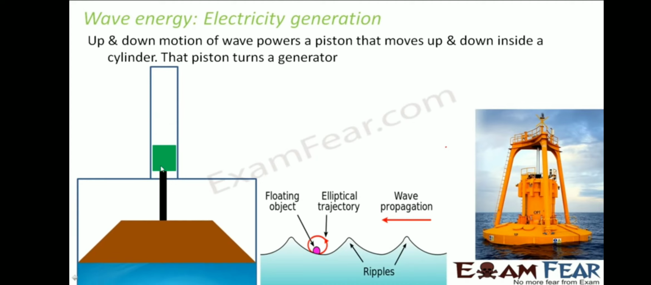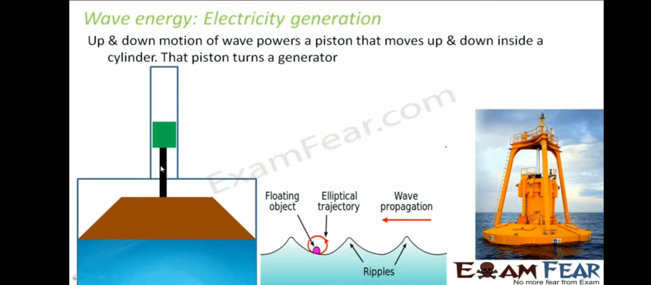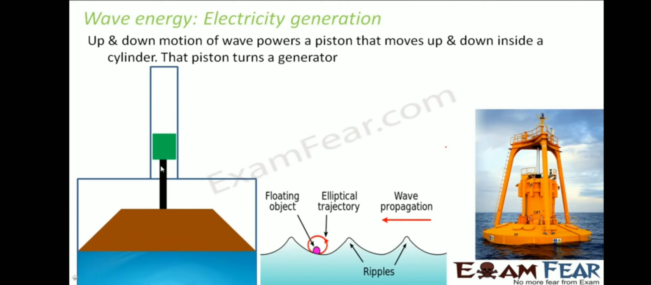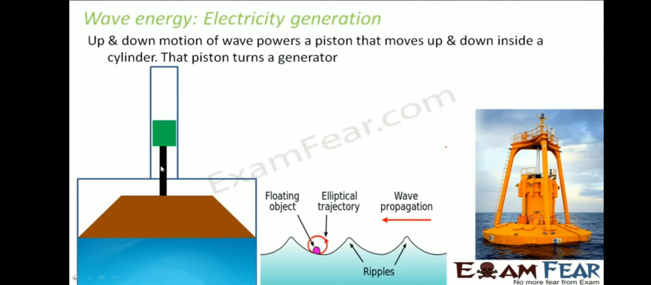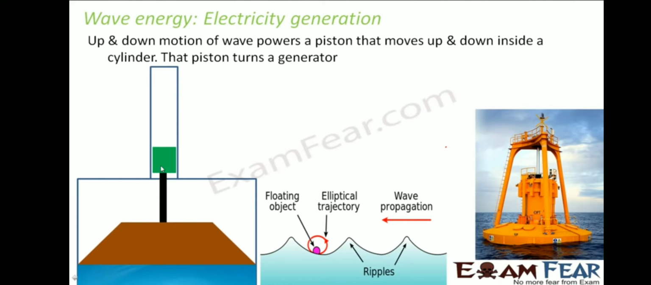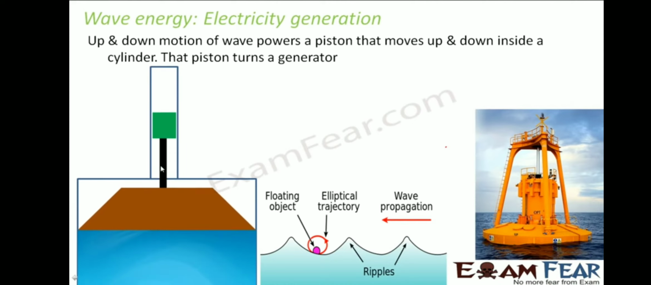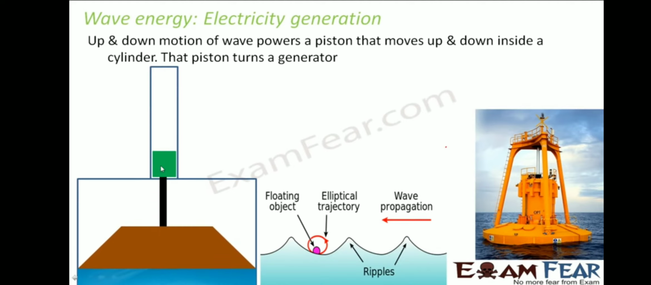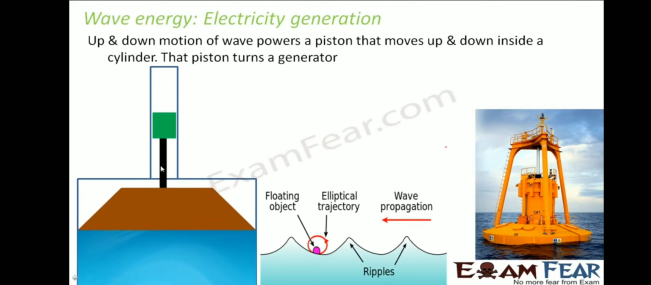As the piston keeps moving up and down, this piston is actually turning the generator. That means the piston is in turn connected to a turbine which gets rotated and electricity gets generated, right? So the up down motion of the wave actually helps us in generating electricity.